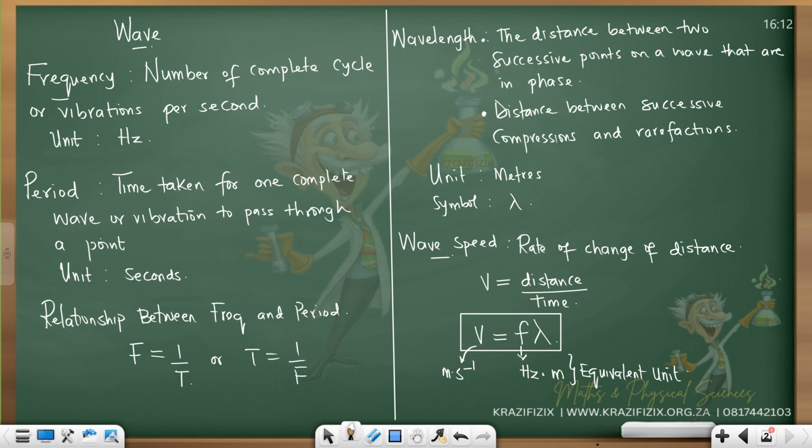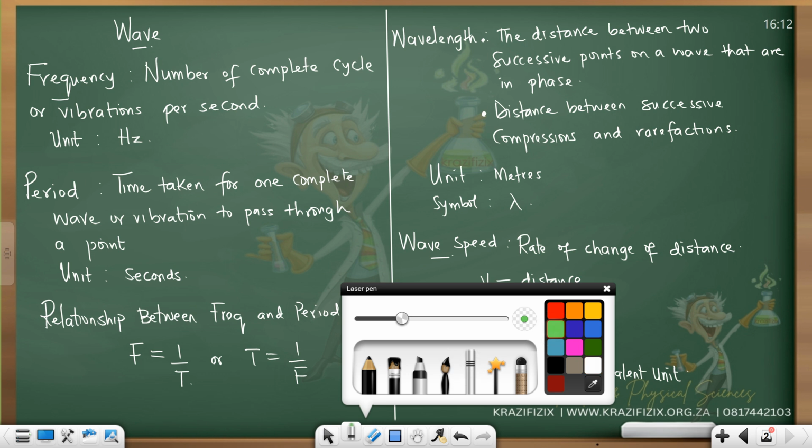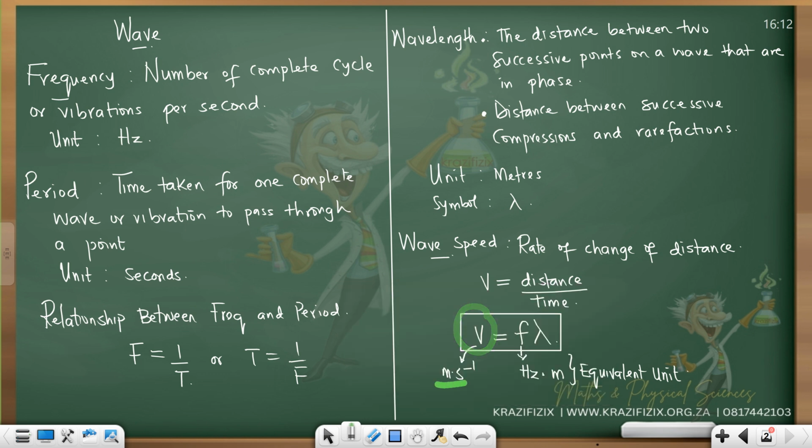If you watch any of my lessons, you will always see I always talk about equivalent units. And it's very simple. Use the formulas. This is speed, meters per second. But speed is f times lambda. What is the unit of f? Frequency is hertz. So an examiner can hide it, because I can produce meters per second from here.